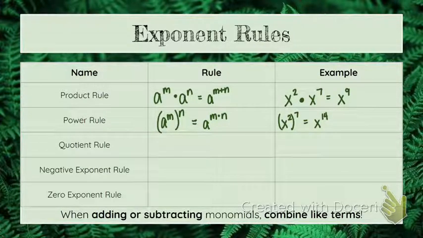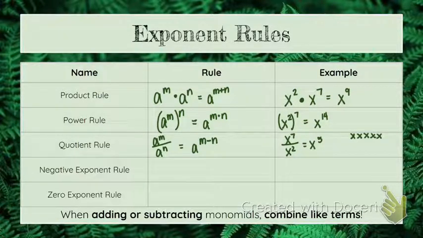The quotient rule tells us that a to the m power over a to the n power equals a to the m minus n power. You subtract them whenever you divide. So if we had x to the 7th over x squared, that would equal x to the 5th. And I think it's easier to look at this as like a fraction and look at things canceling. So we have 7 x's on top and we have 2 x's on the bottom. Well, we know that anything over itself is 1, so we can cancel out 1 x here, 1 x here. We can cancel out an x here and an x here, and now we're just left with x to the 5th.